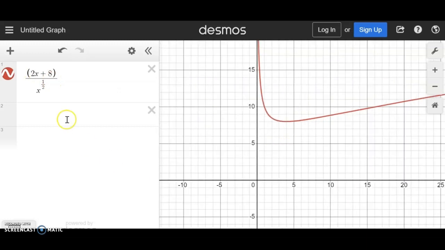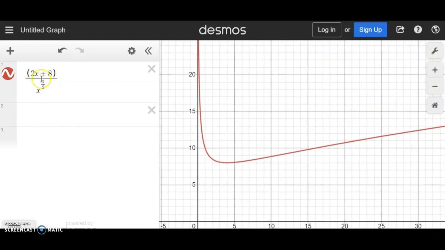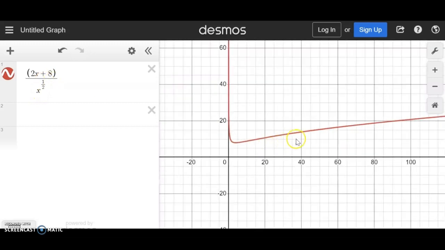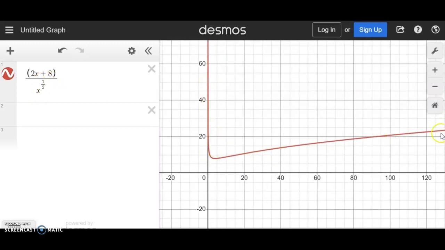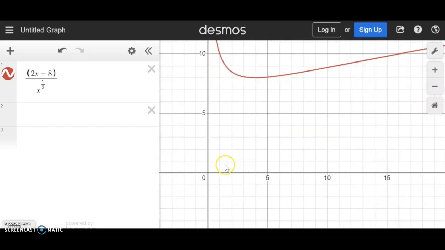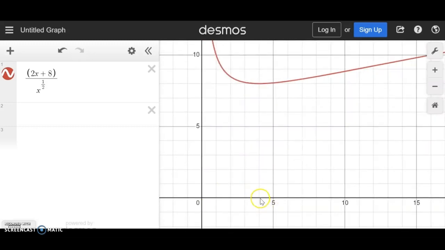So if we go to Desmos and we graph the function 2x plus 8 over x to the 1/2, and again, this is going to be on the domain from 0 to infinity. Okay, if we zoom in, we can see that this here is the point 4, 8, and we're going to have a horizontal tangent at 4, 8.